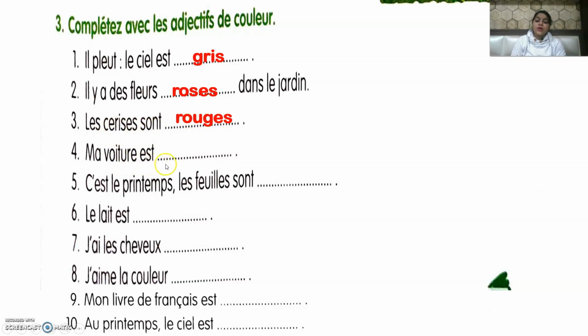Fourth one, ma voiture est. Ma voiture means my car. So I have written ma voiture est bleu. That means my car is blue.